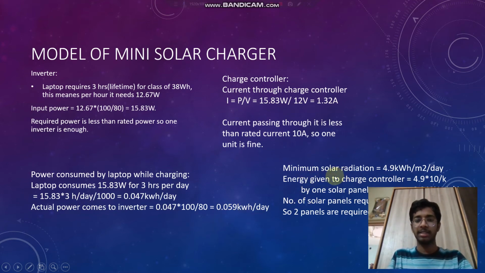In our locality, the worst case, that is the minimum solar radiation, is 4.9 kilowatt-hour per meter square per day. So a 10 watt solar panel can give 0.049 kilowatt-hour per day. The number of solar panels required is greater. This ratio is greater than 1, so we require 2 panels.